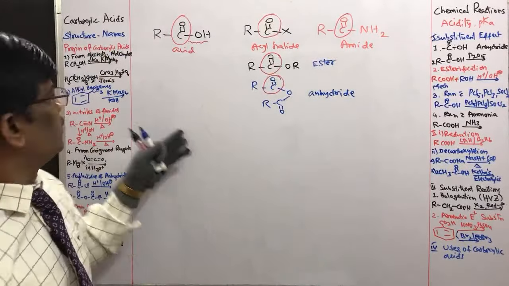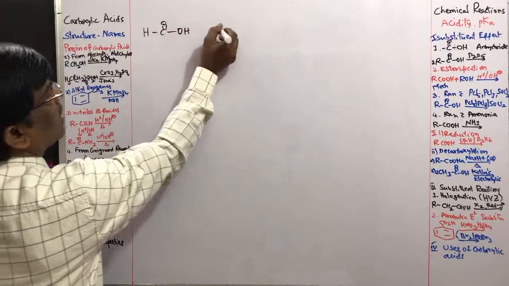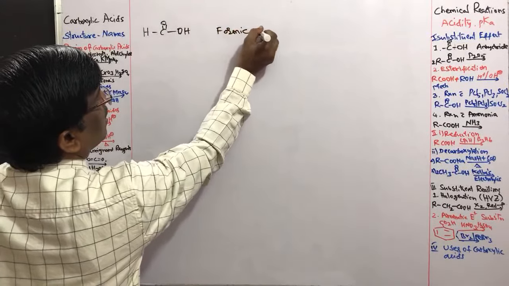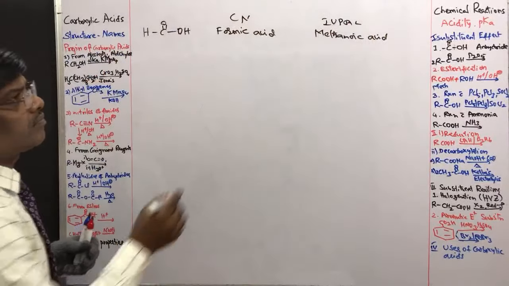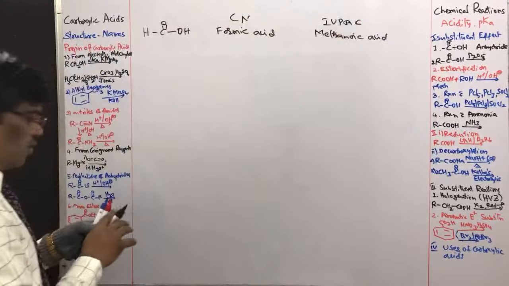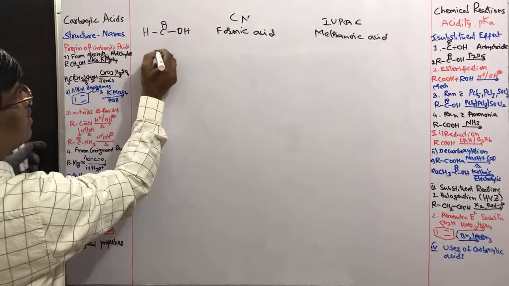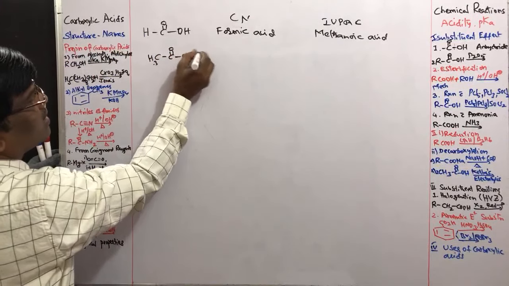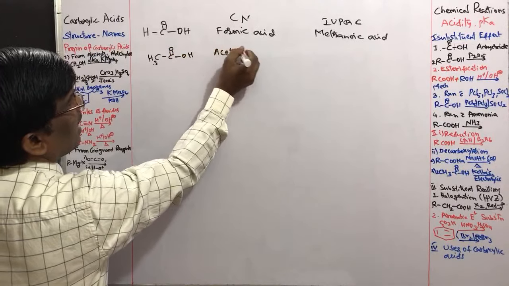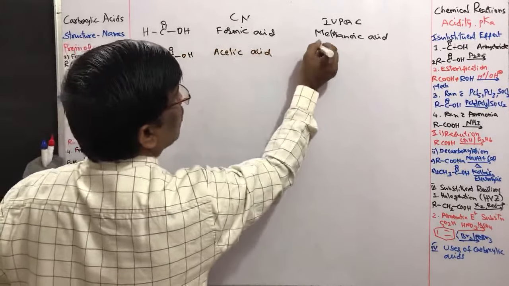The starting carboxylic acid, what is the name? Formic acid. Write down the acid's name, students, very important. Methanoic acid is the IUPAC name, and this is the structure. As I increase, with CH3 COOH, what is the name? Acetic acid, or ethanoic acid.